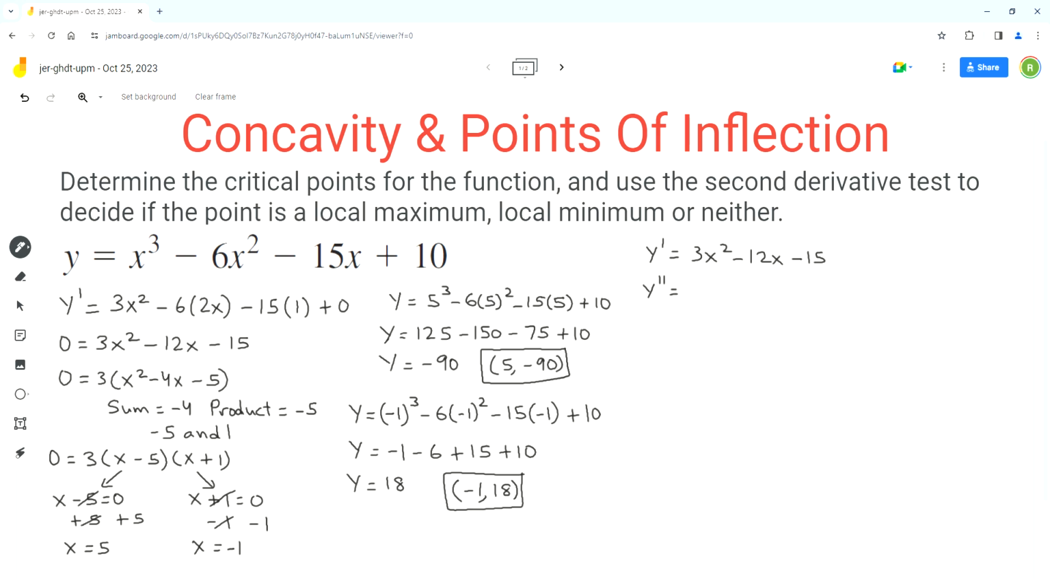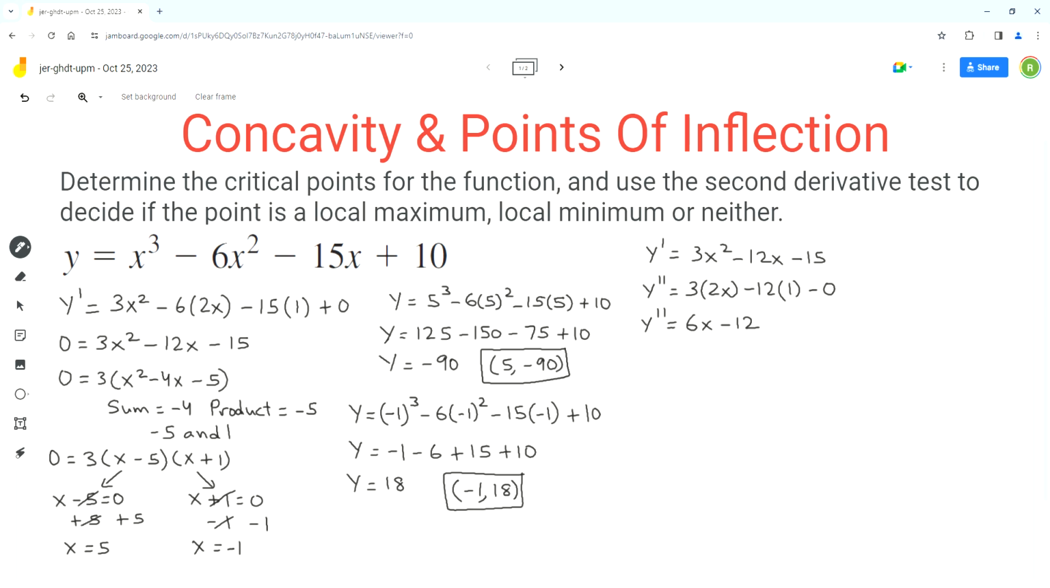so we have to use the power rule. In the first term, 3 is the coefficient, so it will stay as it is, and the derivative of x squared is 2x. And in the second term, negative 12 is the coefficient, so it will stay as it is, and the derivative of x is 1. And negative 15 is a constant, so its derivative is 0. Now we can simplify this expression. So y double prime equals 6x minus 12.